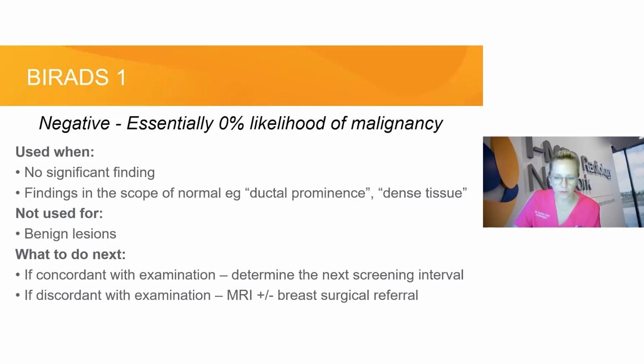And we've completed the imaging, we've completed the ultrasound. The woman is able to say, this is my finding. And we put the ultrasound probe on, and it's clearly a very superficial ridge of tissue. In those cases, then we just determine the next screening interval and recommend screening. If discordant with examination, then we consider surgical referral and MRI in whichever order that's available for you.